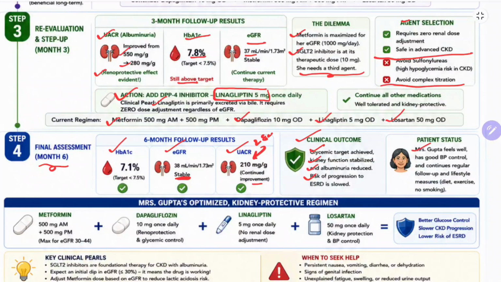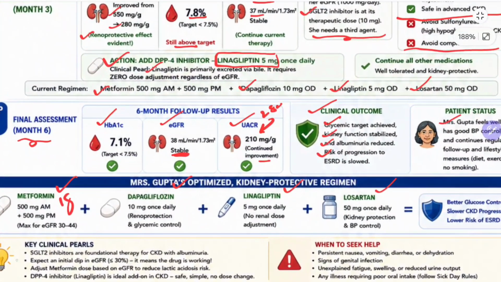So Mrs. Gupta feels well now, has good BP control, and continues regular follow-up and lifestyle measures like diet, exercise, and no smoking. So the regimen is now metformin 1 gram twice daily, dapagliflozin 10 mg once daily, linagliptin 5 mg once daily, and losartan 50 mg once daily. Okay. Now some clinical pearls.